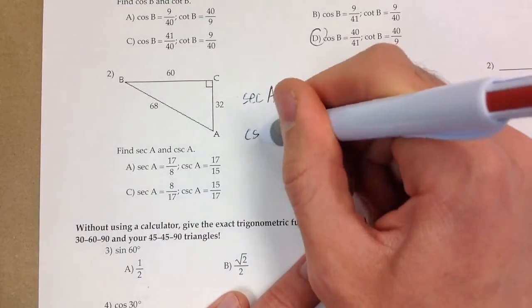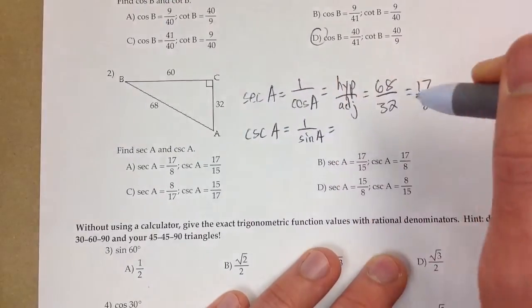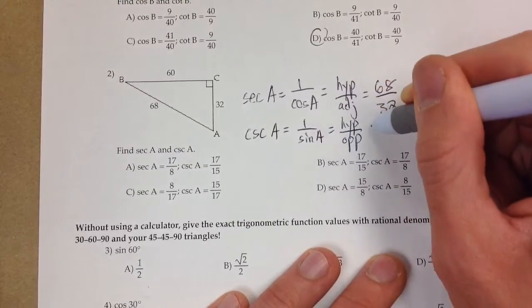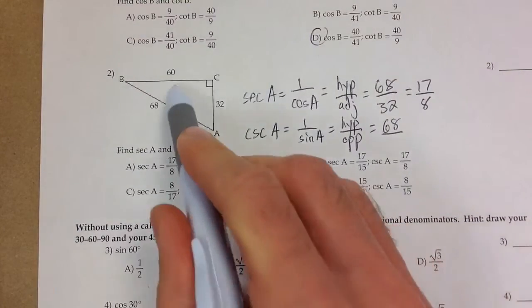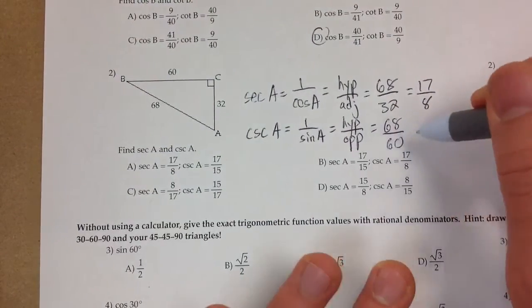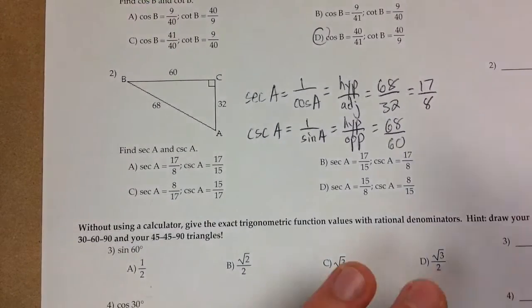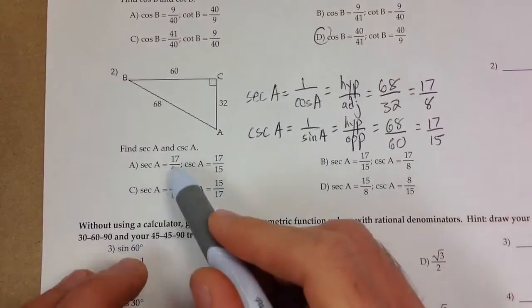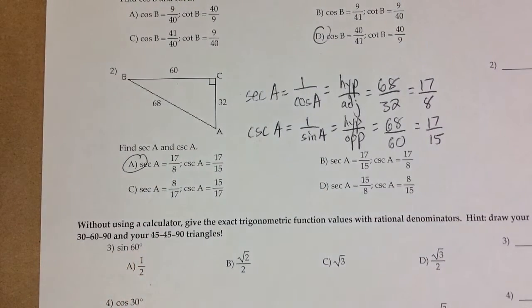And then cosecant, the reciprocal of sine. So it'll be hypotenuse over opposite. Hypotenuse is still 68. The opposite side to A is 60. Reduce that fraction, and you get 17 over 15. So secant, 17 over 8. Cosecant, 17 over 15. You'll see later how we use these.